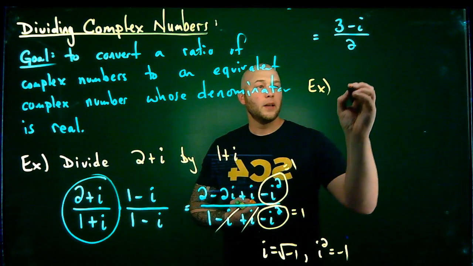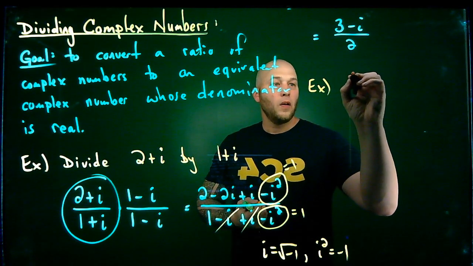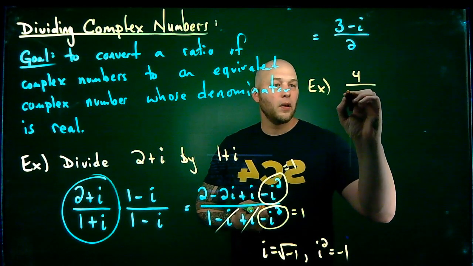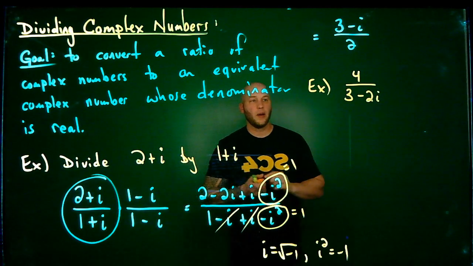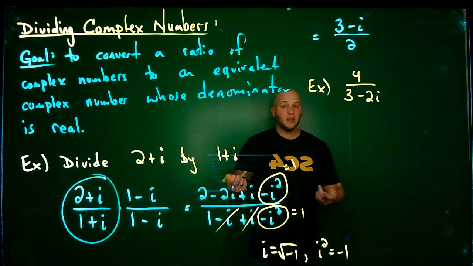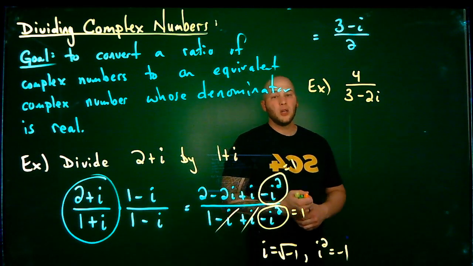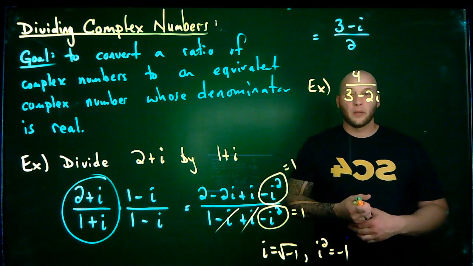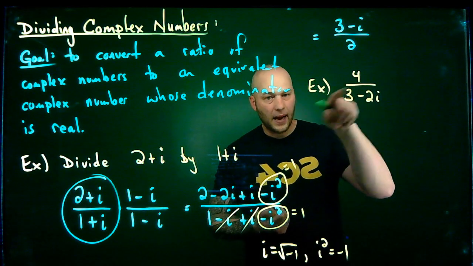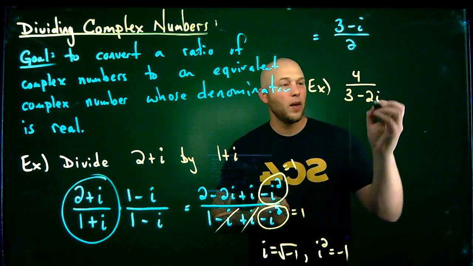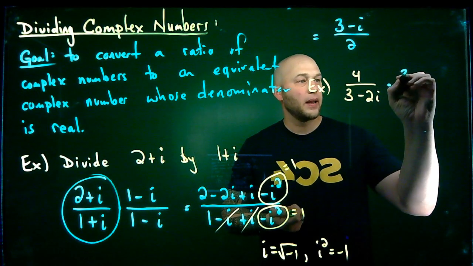All right, let's take 4 divided by 3 minus 2i. Technically, 4 is a complex number. It's also a real number. 3 minus 2i is a complex number that's not a real number. So my goal is to get this i out of the denominator. The way I do that is multiply the top and bottom by its conjugate.